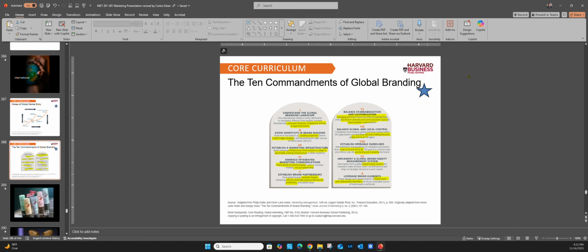So we have these 10 commandments of branding. These are important. So one is understanding the global landscape. So that means understanding their behavior, legal restrictions. So everything that is going on in the landscape. Avoid shortcuts in brand building. So you can't take any shortcuts.